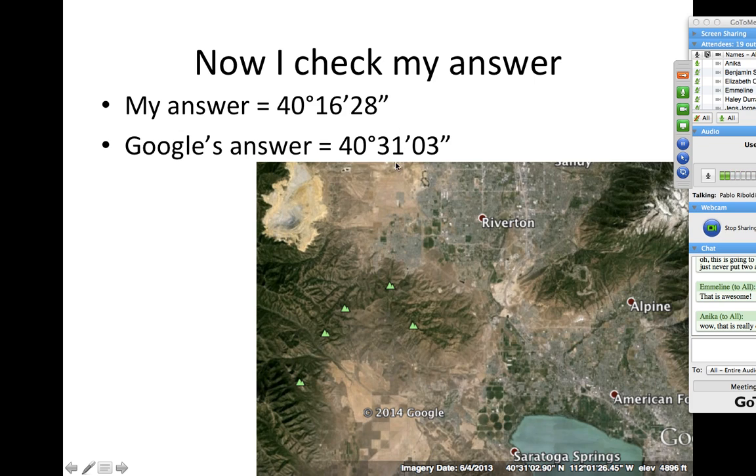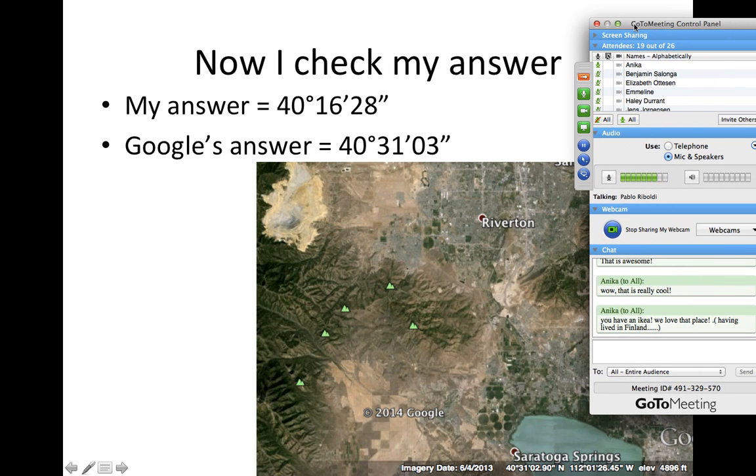So pretty close also, especially considering that I was doing this on my own and holding things here with a stick and so on. So the difference here is what? 15 minutes only. 1 minute of latitude, all right?